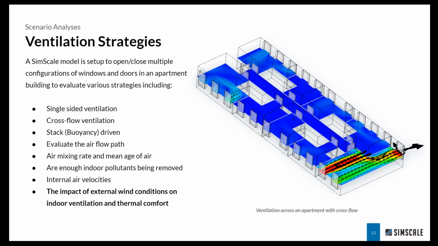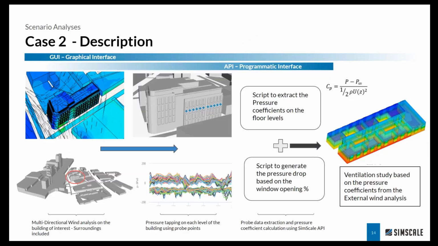This study involves an apartment building, more of a student dormitory layout, and the main aim is to find a good ventilation strategy that works for all the rooms in this layout. The evaluation of this case study will give us some interesting information on how the prevailing wind conditions can affect the thermal comfort or the indoor ventilation. In the next slide, we can take a look at how we derived the internal conditions for this case.